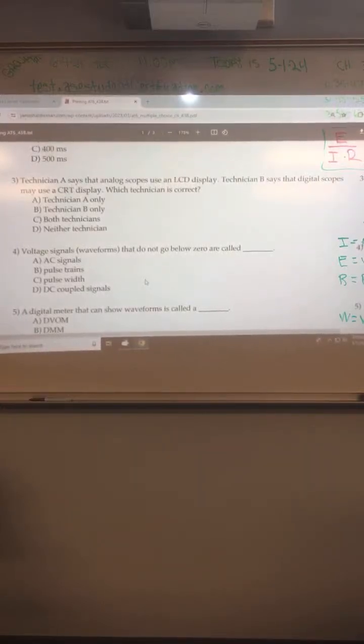Let me see, I believe this one might show up too. You don't have this in front of you, but this question is also going to show up on the test. I told you that when we saw it on the slide, remember? Difference between an LCD and a CRT.